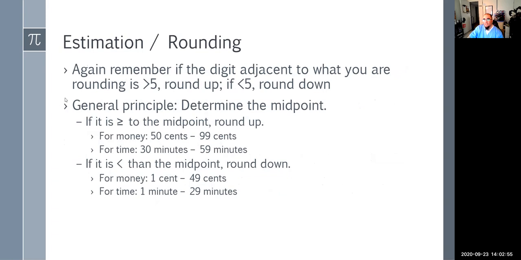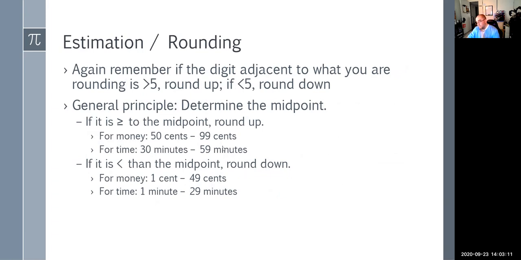Remember, look at the digit adjacent to determine if you're rounding up or rounding down, determine the midpoint and round up or round down. So talking about money here. If we go 50 to 99 cents, we're gonna round up. For time, 30 minutes to 59 minutes, we're gonna round up.